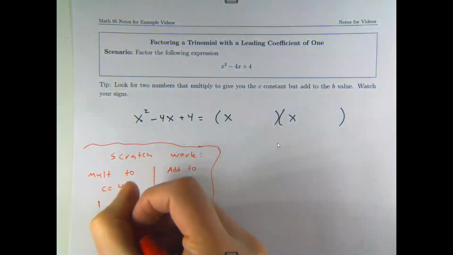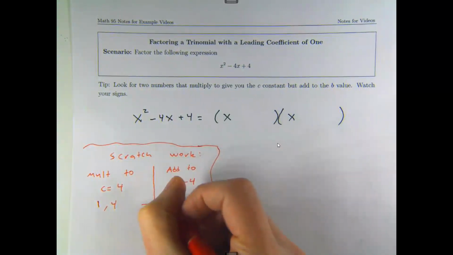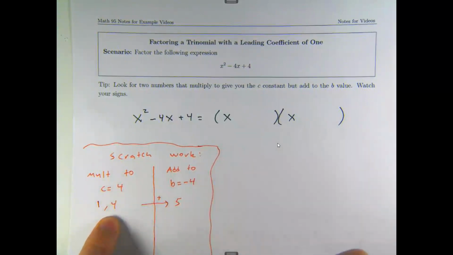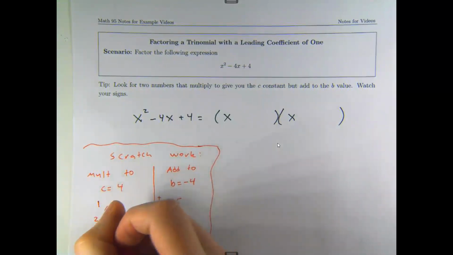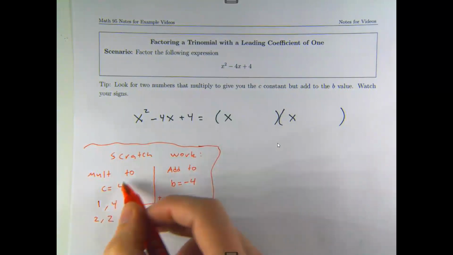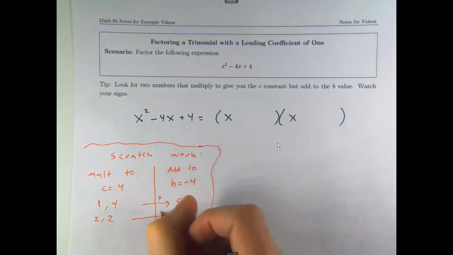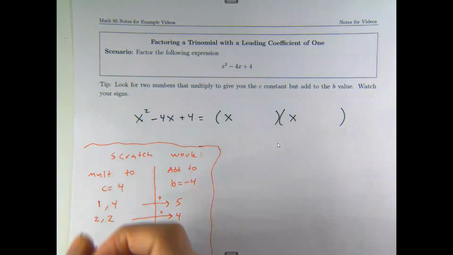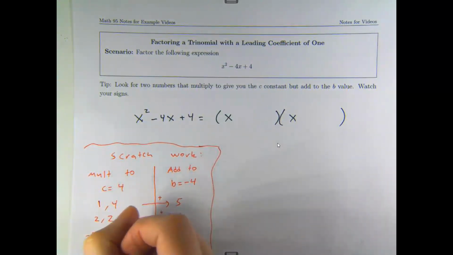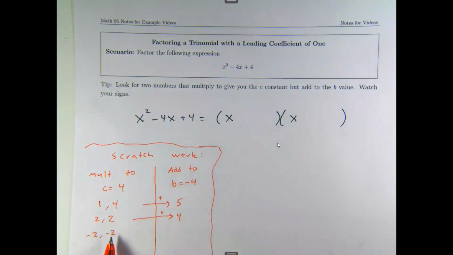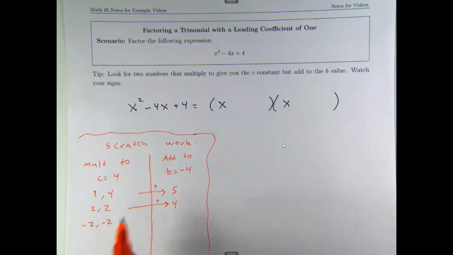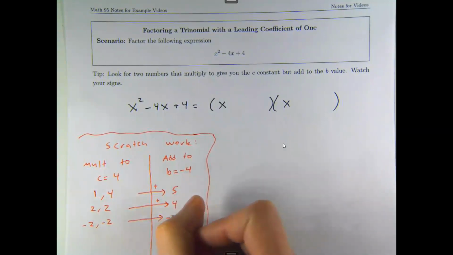1 times 4 gives me 4. But if I add these things up, 1 plus 4 gives me 5. That's not what I want. So I might try 2. 2 times 2 gives me 4. If I add these, that gives me a positive 4, really close, but the sign is off. So maybe I can try negative, negative. Negative 2 times negative 2 gives me a positive 4. That's looking good. And negative 2 plus negative 2 gives me negative 4.